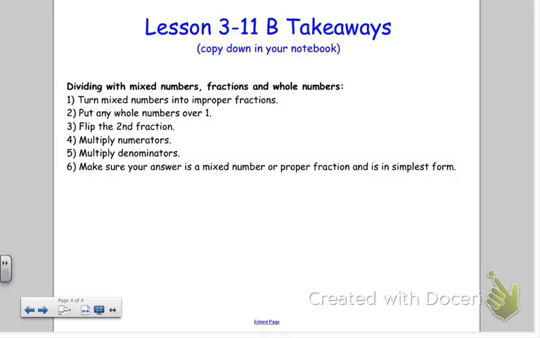Okay, so here are the takeaways. Of course, lots more steps because now you have to turn mixed numbers into improper fractions. Then, of course, you put any whole numbers over 1. You flip the second fraction so that you can multiply the reciprocal. And then you go ahead and multiply. Multiply your numerators, multiply your denominators, and of course make sure your answer is a mixed number or proper fraction in simplest form.